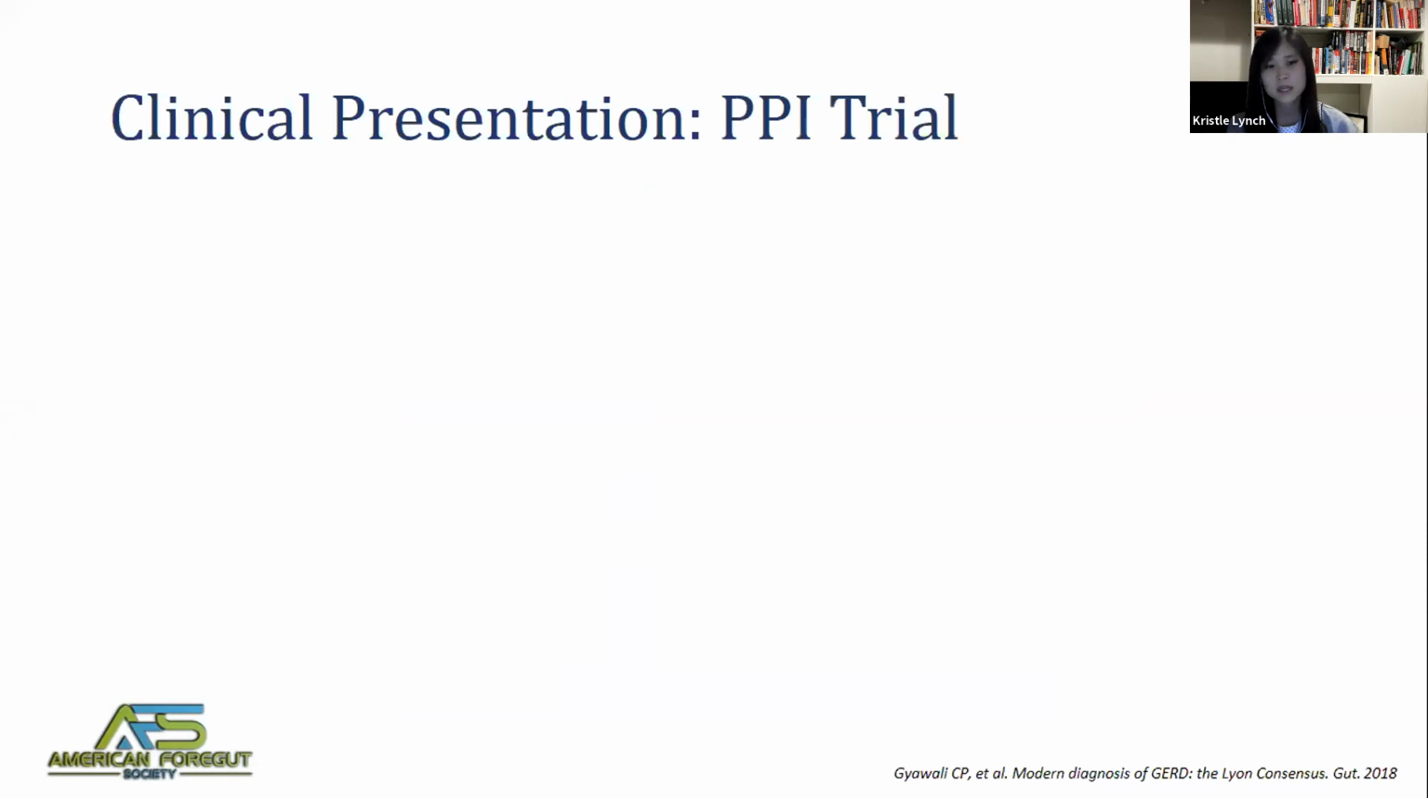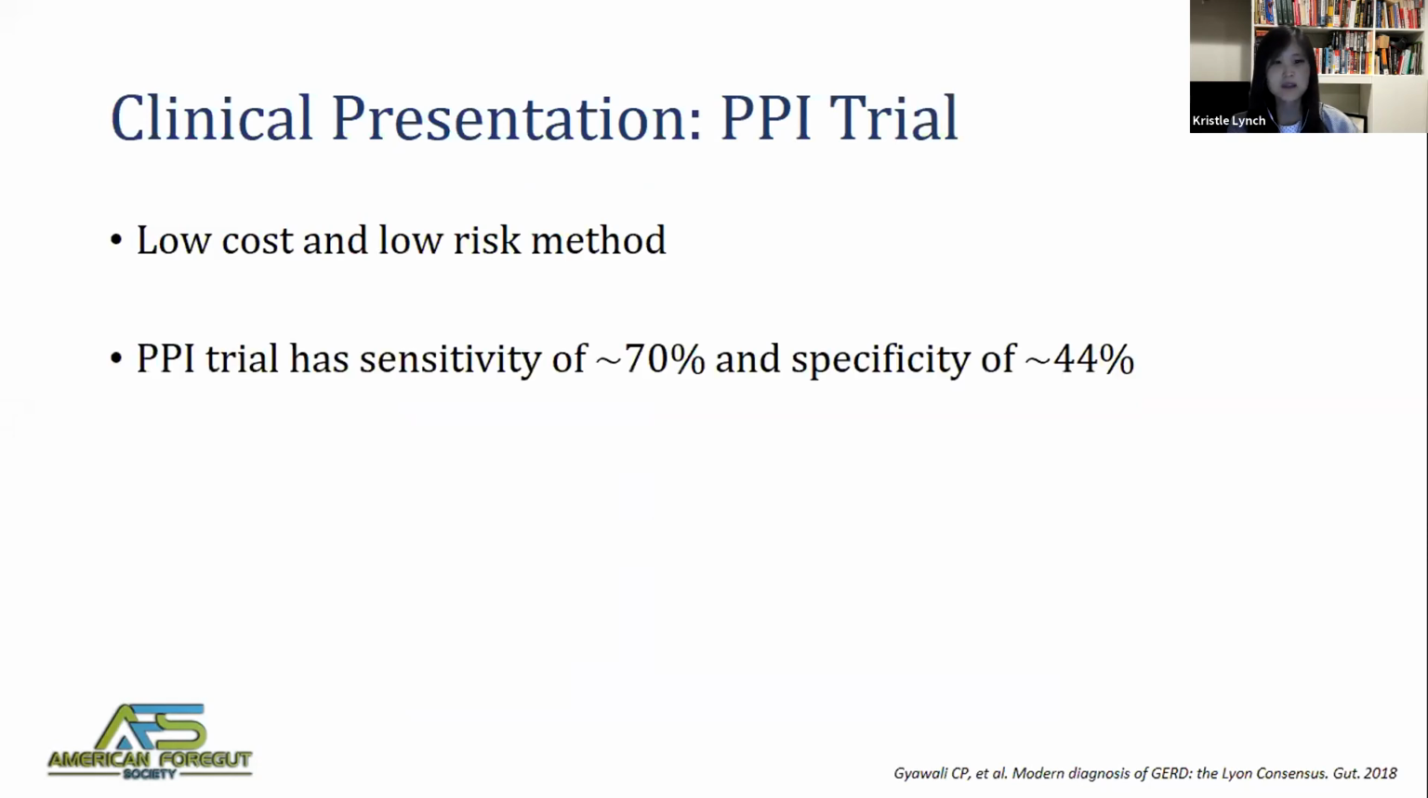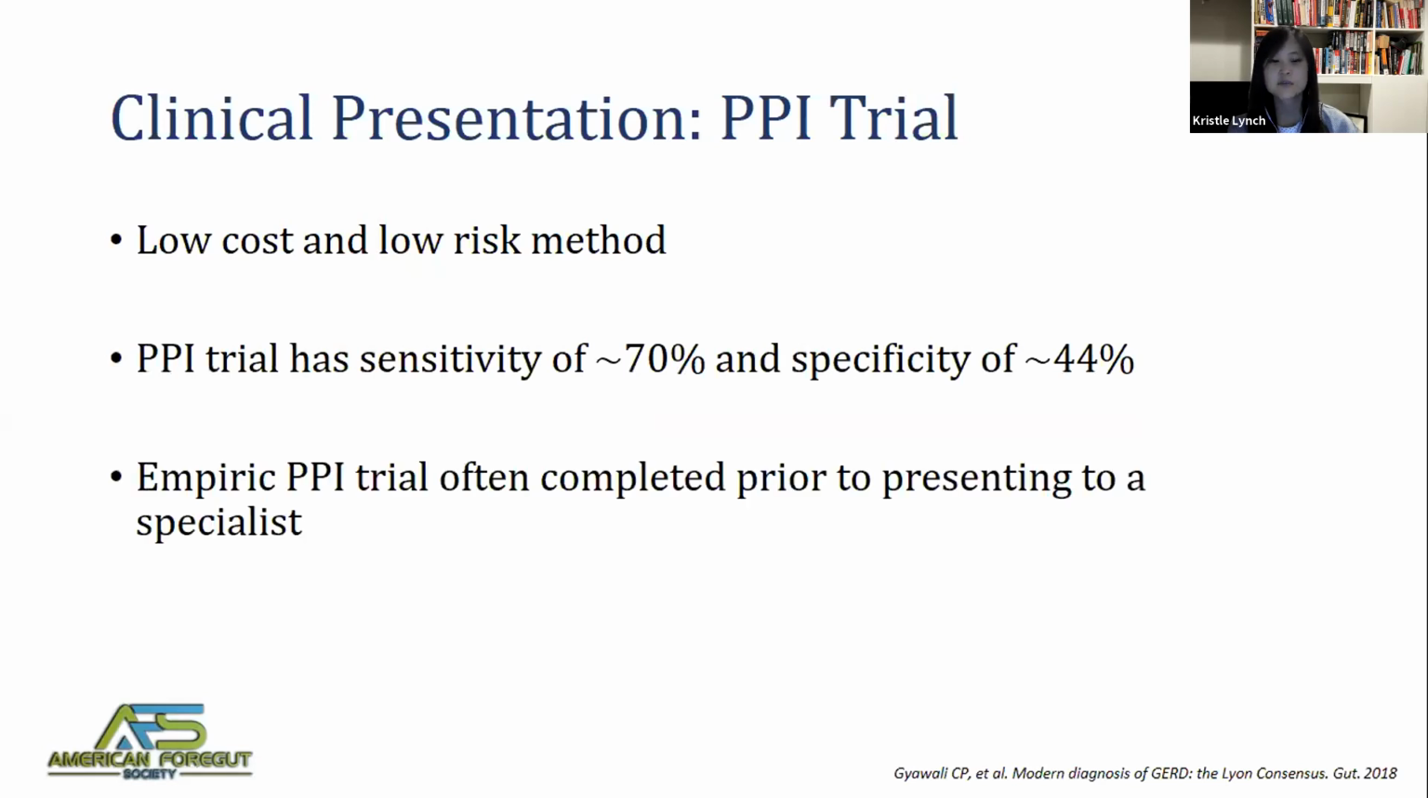What about a PPI trial? I definitely include this in clinical presentation because it's a low cost and low risk method. Patients often have completed a PPI trial prior to presenting to a specialist. A PPI trial doesn't have the best sensitivity and specificity, ranging around 70% and 44%.